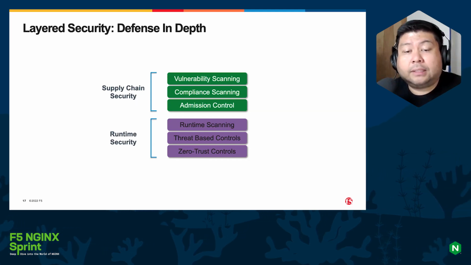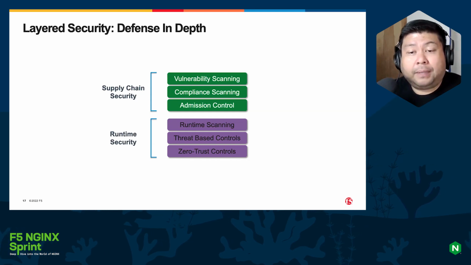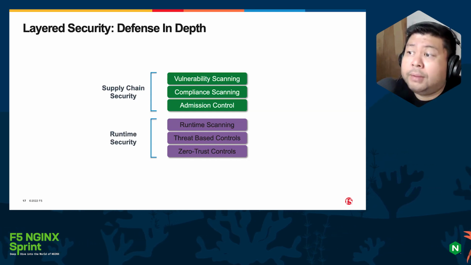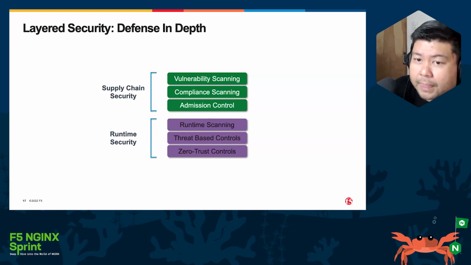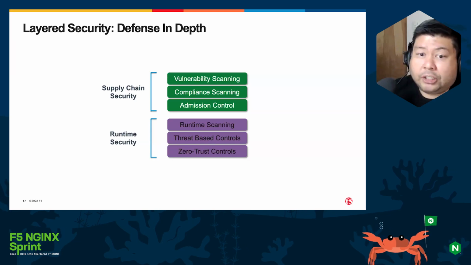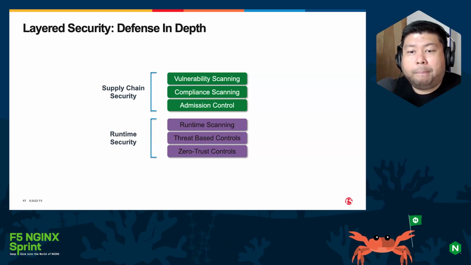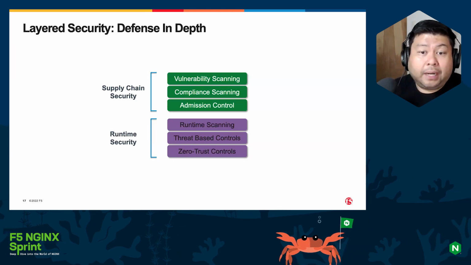We could detect those vulnerabilities and prevent them from actually taking place in production. So in this diagram here, we are approaching Kubernetes security in multiple layers. First layer is the supply chain side. How do we prevent bad stuff from getting into our pipeline and getting into production?